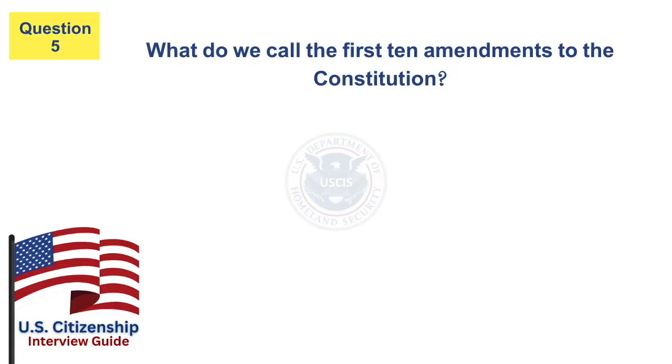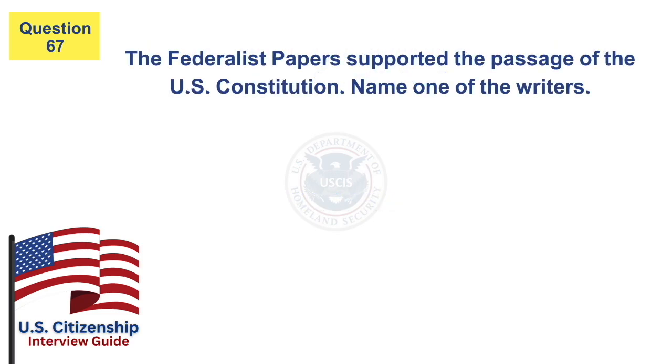What do we call the first 10 amendments to the Constitution? The Bill of Rights. The Federalist Papers supported the passage of the U.S. Constitution. Name one of the writers. James Madison.